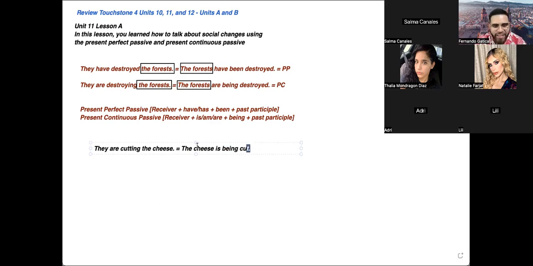Yeah. So this is present continuous. So you have to use this structure. Look, the receiver is the cheese. Then we use the verb be, is, then being. Then the past participle is cut. The cheese is being cut. They are cutting the cheese.